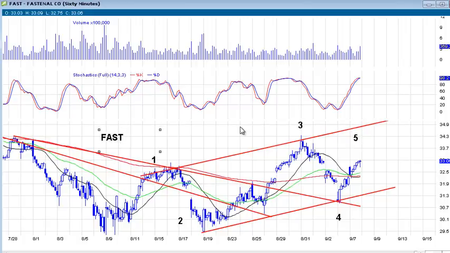You can see how important that 60-minute chart is. And this is something I explain each and every day live on the radio as it's happening. So it's really that one-on-one interaction.